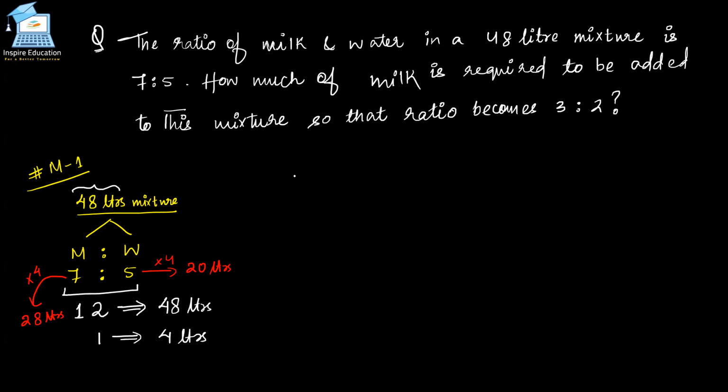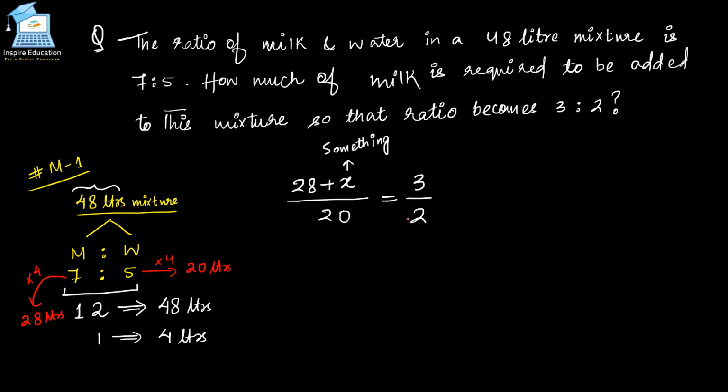Okay, so the ratio is 3/2, right? What is milk? Milk is 28 plus something that we have added, divided by water. There is no change in water. Water is 20. This is very simple.